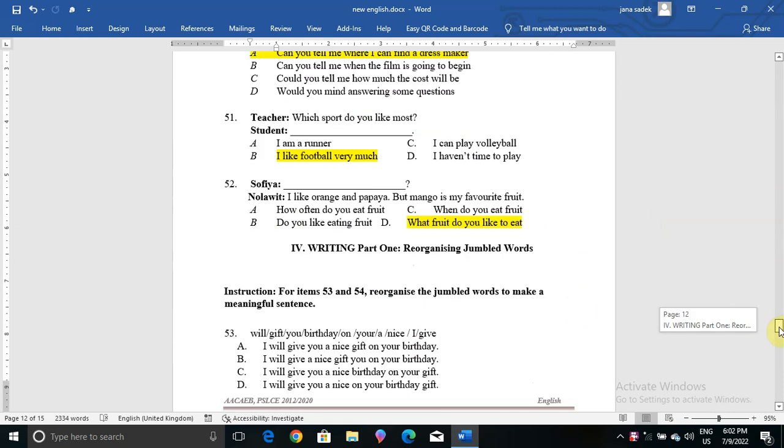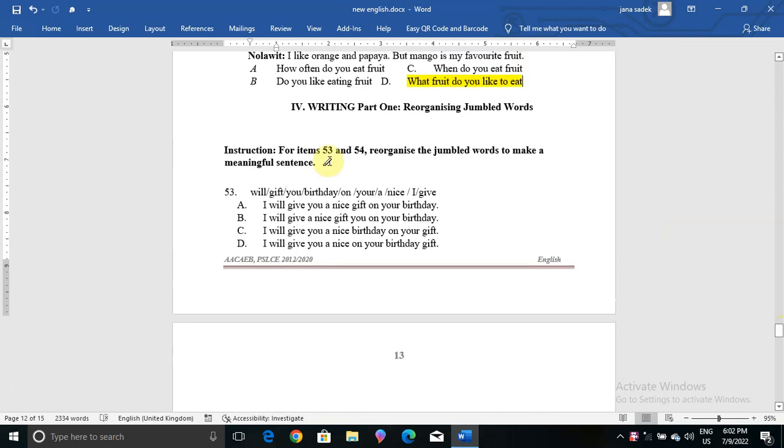Now what we have here are jumbled words to make a meaningful sentence. Questions number 53 and 54 are jumbled words. Okay, in question number 53: will, gift, you, birthday, on, your, nice, I, give. If we arrange it, it will be, I will give you a nice gift on your birthday. The answer will be A.